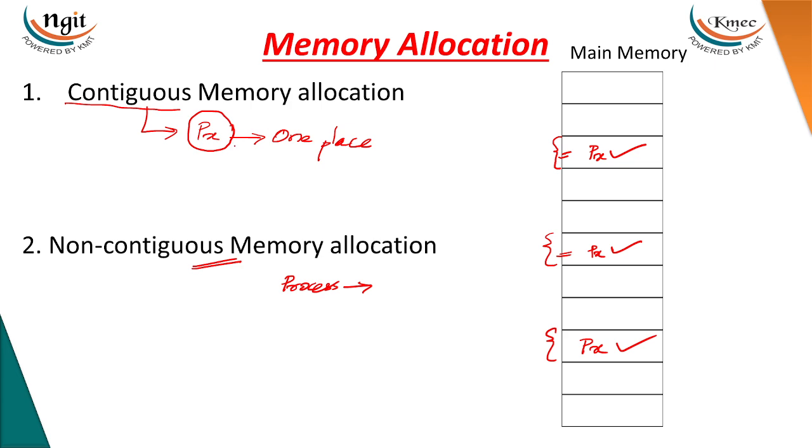Contiguous memory allocation means the entire process has to be placed in one particular segment. Non-contiguous means the process can be split and stored into different segments of the main memory. So let's see what contiguous memory allocation is.